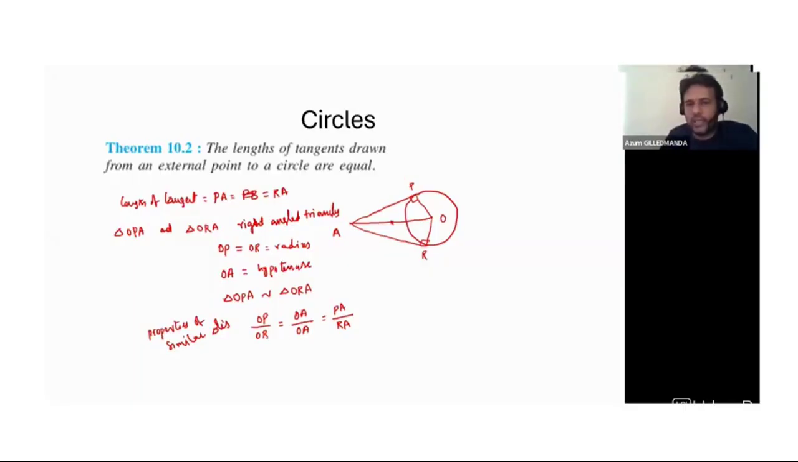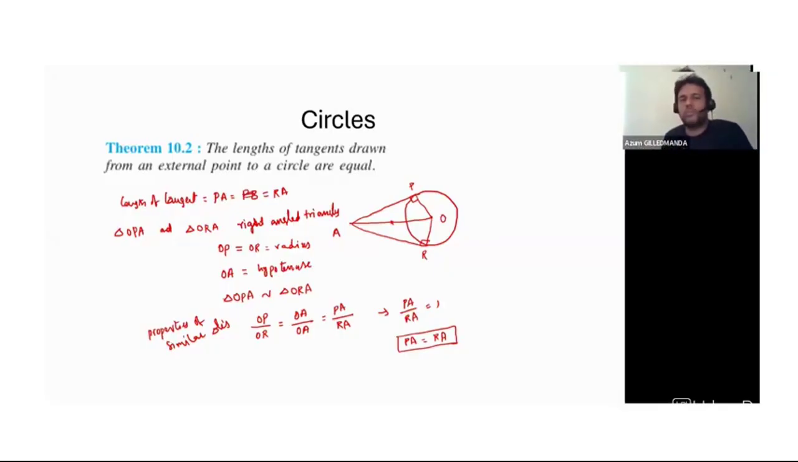So in this case, OP by OR is 1, right? Both are equal. And OA by OA is 1. So can I write this as PA by RA equal to 1? And then PA equal to RA. What are PA and RA? The lengths of the tangents. Therefore, we can say the lengths of the tangents drawn from an external point to a circle are equal. Okay, that's what the theorem is.